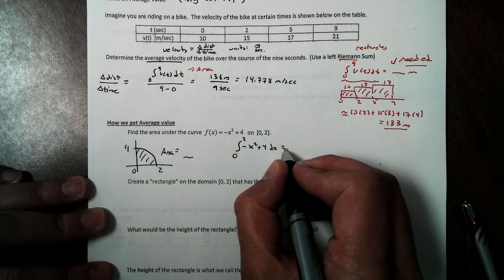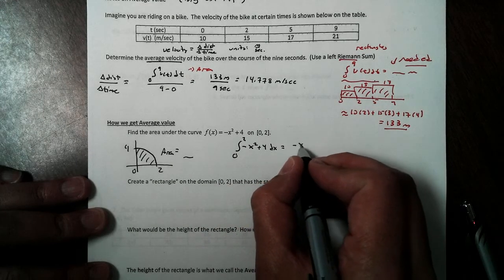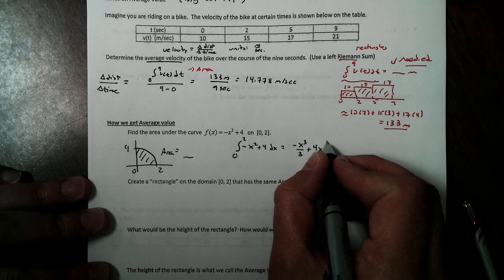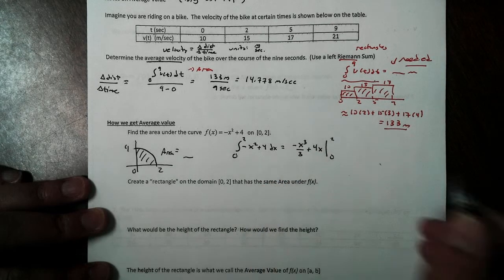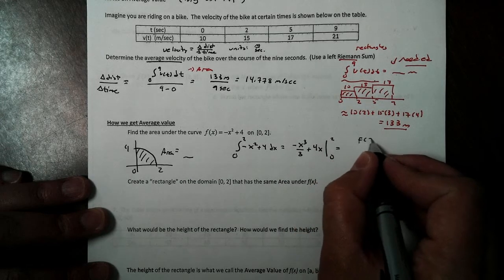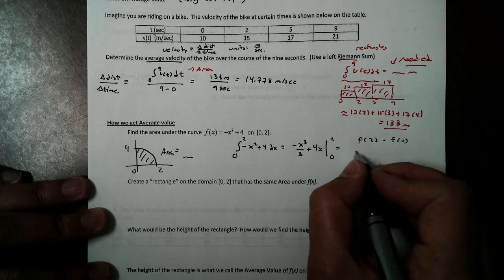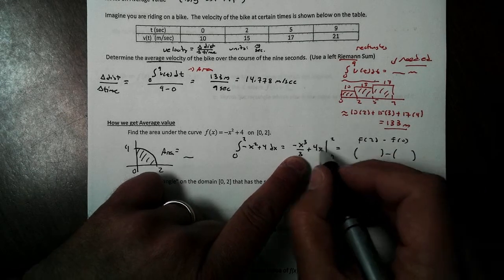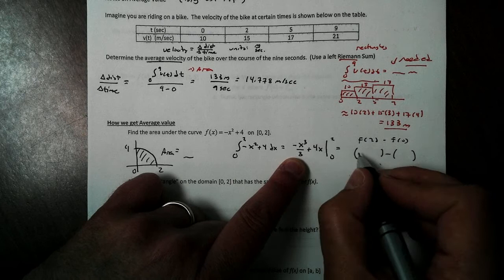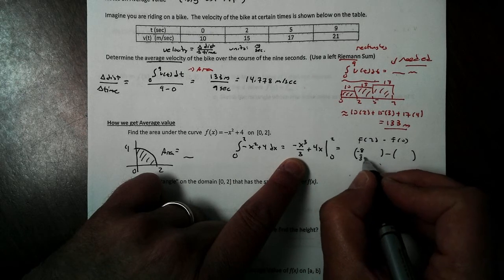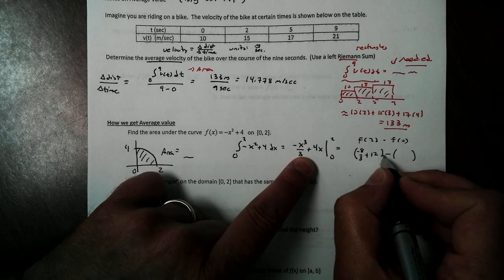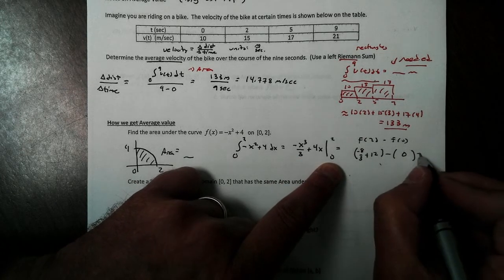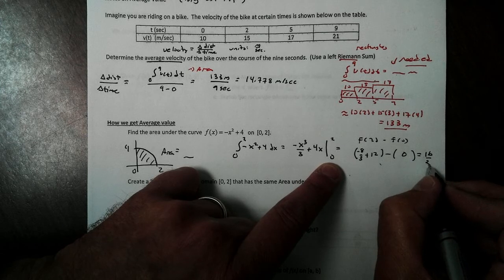If I evaluate this integral, we get negative x cubed over 3 plus 4x, and we evaluate that from 0 to 2, just our FTC: F of 2 minus F of 0. If I plug 2 in, be careful, 2 cubed is 8. I get negative 8 thirds plus 12. Plug in the 0, that's nice. And negative 8 thirds plus 12 is going to be 16 thirds.